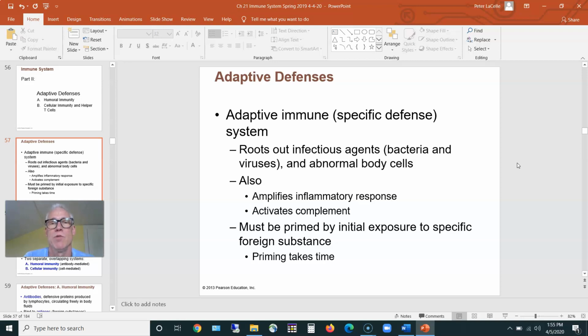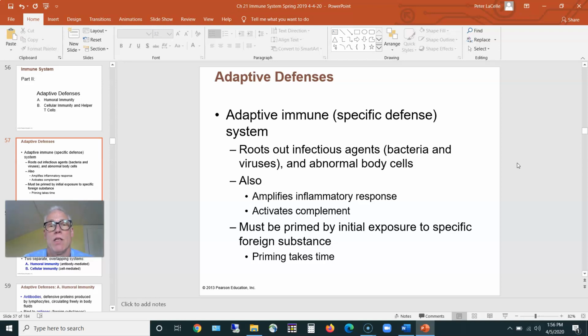It's a system to get infectious agents out of the body. The innate immune system essentially tries to prevent them from getting in and prevent them from colonizing some part of the body. And the adaptive immune system will go a step further in rooting them out of the body. It also serves to amplify inflammation. So there are some cytokines secreted by activated cells that will ramp up inflammation.